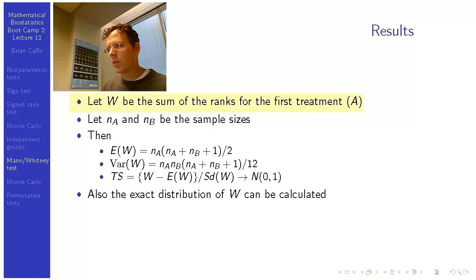Okay, so let W be the sum of the ranks for the first treatment. If a treatment has more numbers in it, then under the null hypothesis, it's going to have a higher sum just by virtue of having more numbers. So we need to know NA and NB, the number in each sample. It turns out that the expected value of the sum of the ranks from the first group under the null hypothesis works out to be NA times NA plus NB plus 1 divided by 2, with a standard error given by this. Then we can create a test statistic, which is our W, the sum of our ranks in the first group, minus its expected value, divided by its standard error. It turns out to be normal 0, 1. Of course, you can calculate the exact distribution as we described before.